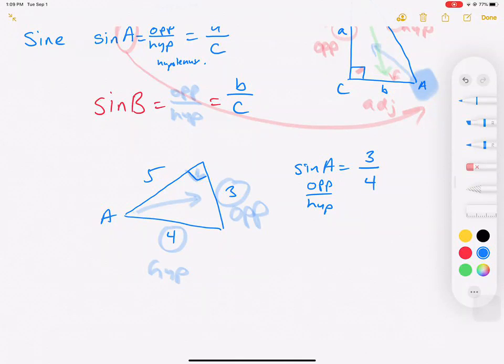Right now, I want you guys to tell me what is the sine of angle B. I'm going to post up a poll in just a moment. So go ahead and think about it. It's going to take me about 20 seconds to come up with this poll.